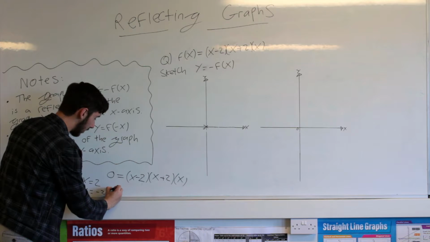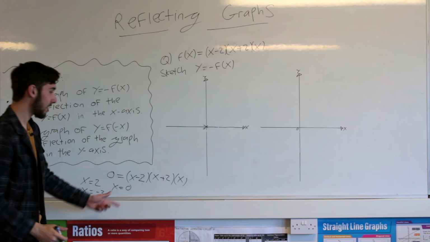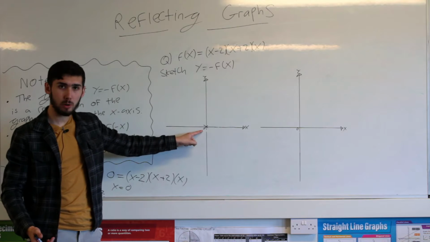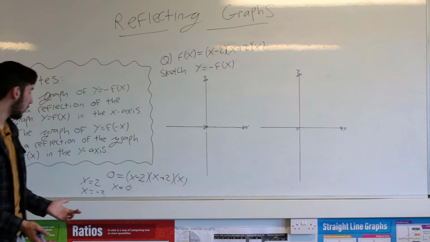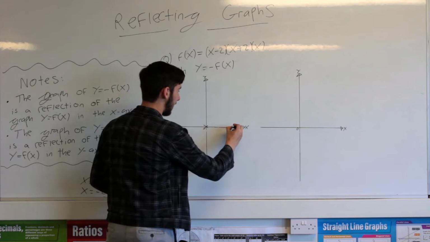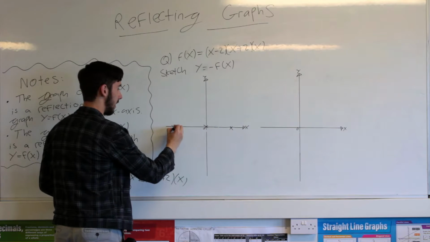Or y is 0 rather. So x and y is 0. But we actually already know that. When y is 0, x is 0, that's that point there. Beautiful. So there's only 2 more points. There's positive and negative 2. So we'll say positive 2 is about here, and negative 2 is about here.